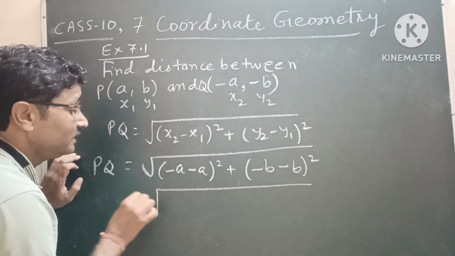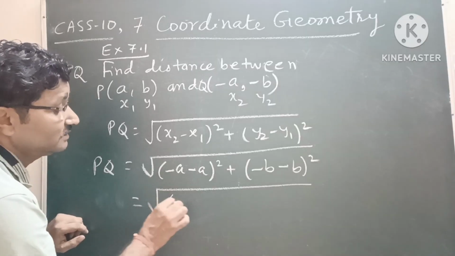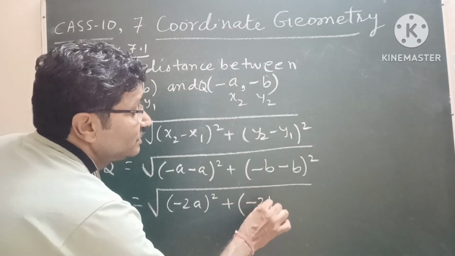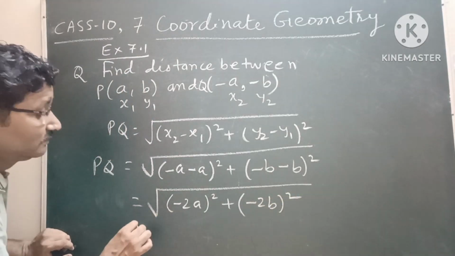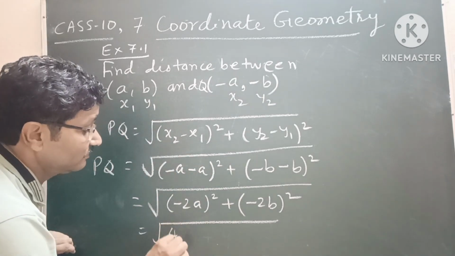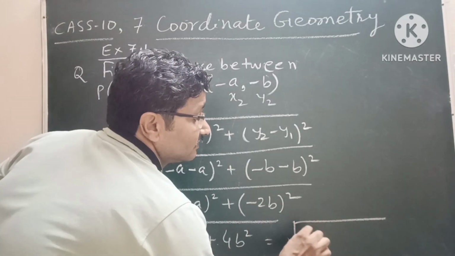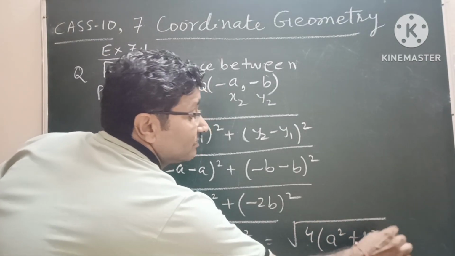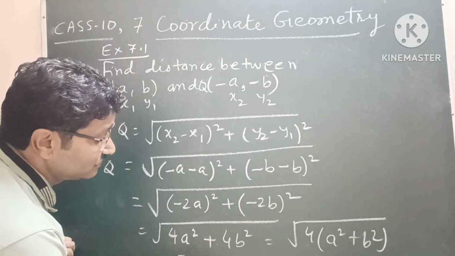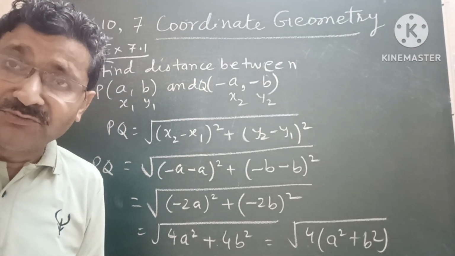Okay, now anyone can say what is minus A minus A? We have to add, so we get minus 2A whole square plus minus 2B whole square. Now minus 2 square, minus square is positive, 2 square is 4. So we write 4A square and here will be 4B square. 4 we can take common, so it is 4 bracket A square plus B square, and 4 is a perfect square, so we take it outside and we get the final answer 2 root A square plus B square. This is the distance between these 2 points P and Q.